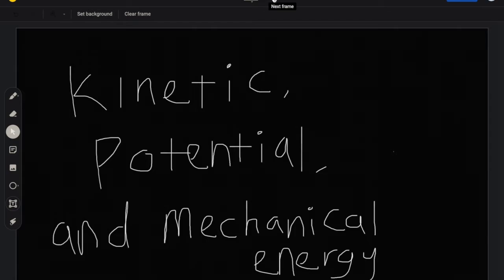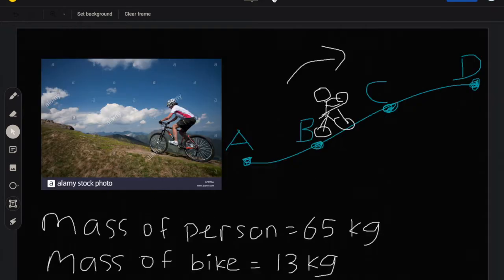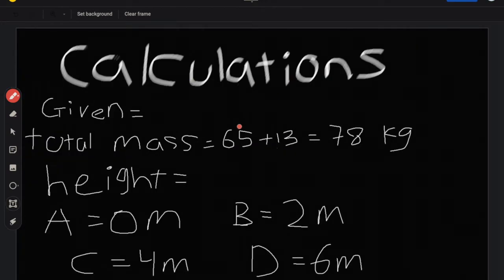Moving on, we have the second concept taught in this term, which is kinetic, potential, and mechanical energy. So here we see an illustration of a guy cycling up a hill or a mountain. And here we have a nice little illustration of the guy's movement over time. So, the mass of the guy is 65 kilograms, and the mass of the bike is 13 kilograms. Next, we put that into our calculations. Our total mass gives us the guy's mass and the bike's mass as well, so we get 78 kilograms in total.